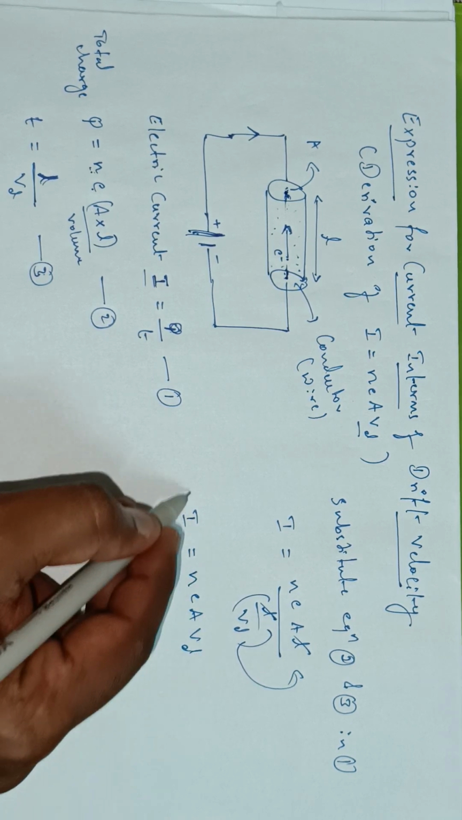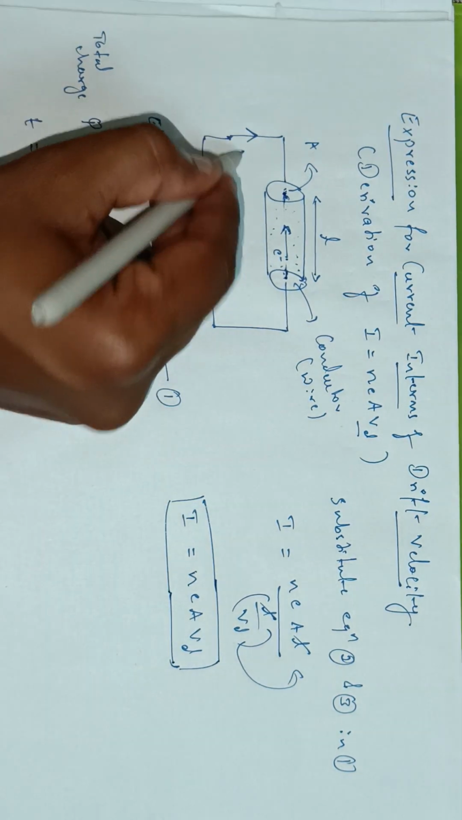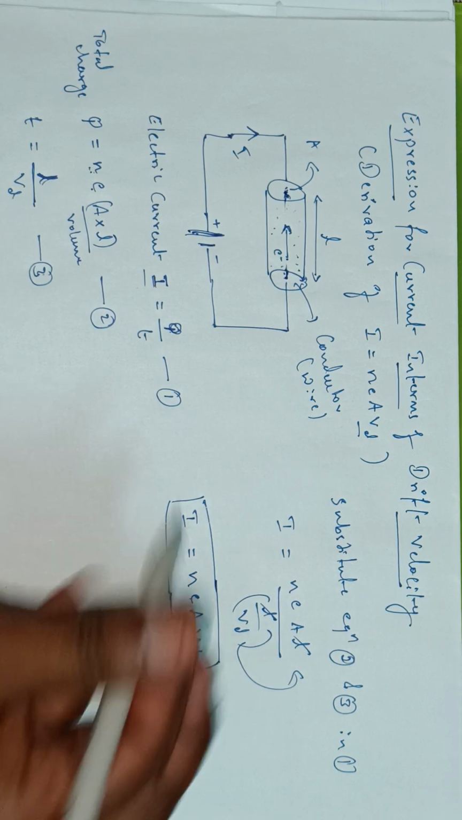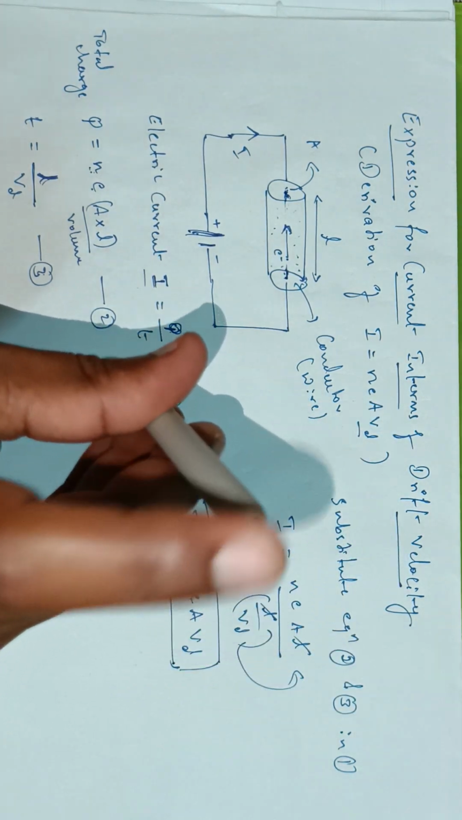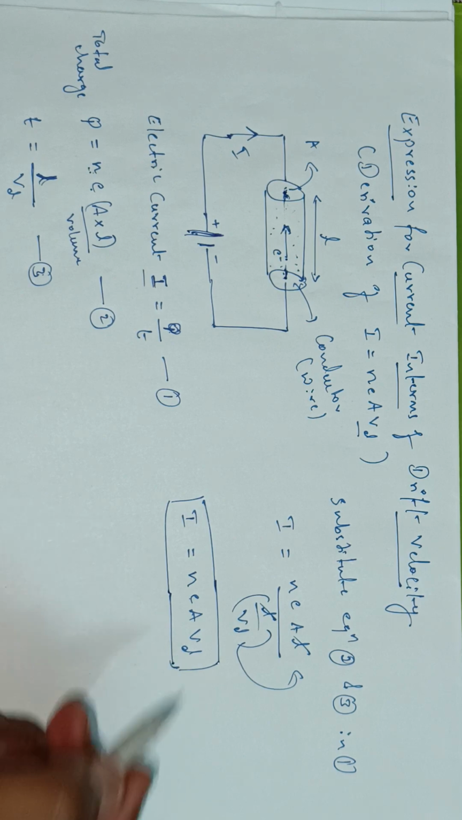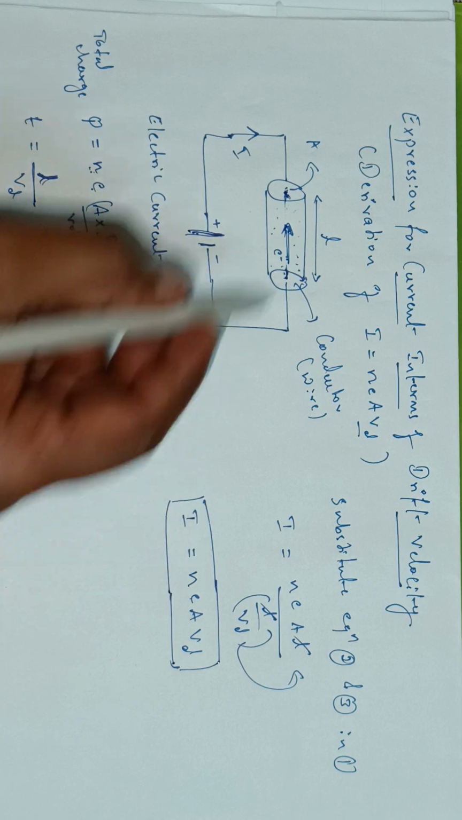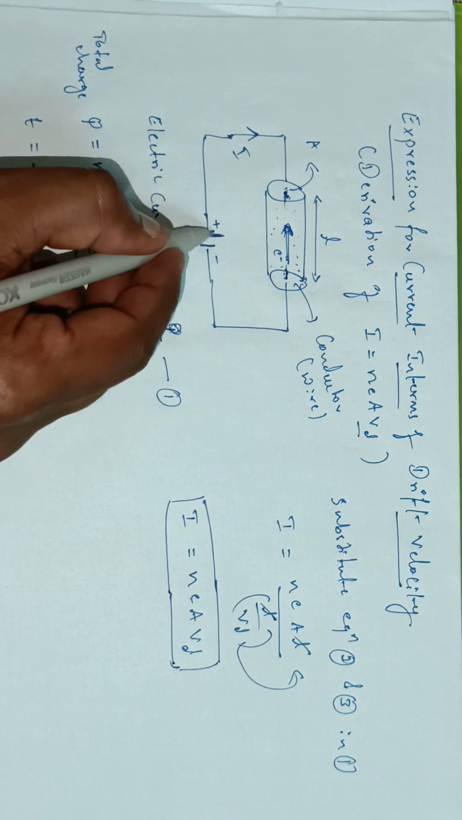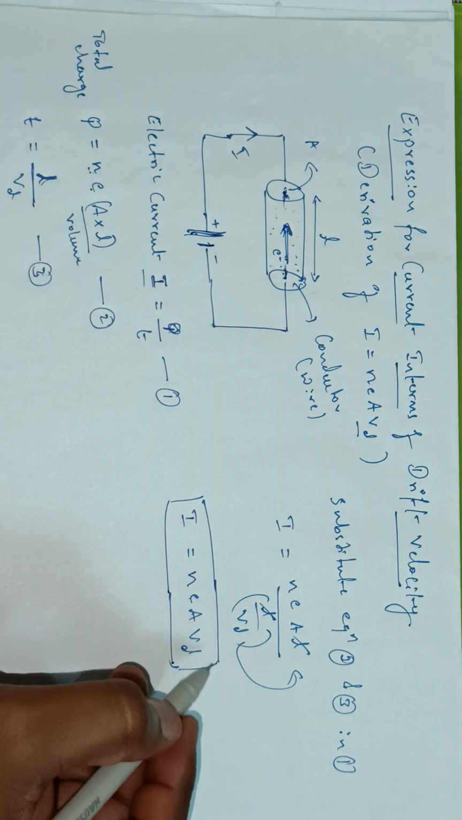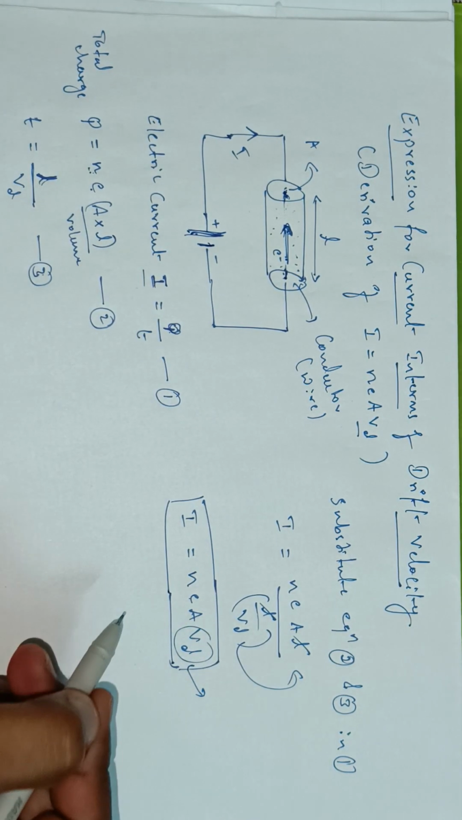Here I is the electric current, e is the charge on the electron, A is the area of cross section of the conductor, and Vd is the drift velocity of the accelerated electrons. These electrons accelerate just because we are applying an electric field, we are applying a battery. So I equals n e A Vd is the expression for current in terms of drift velocity.